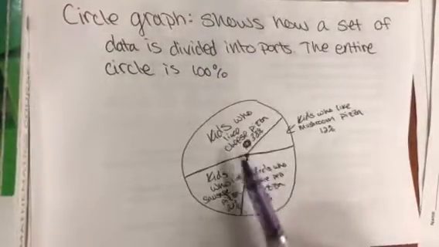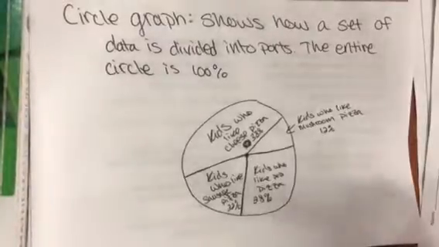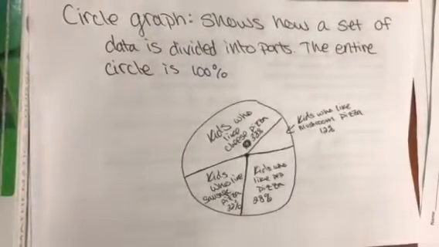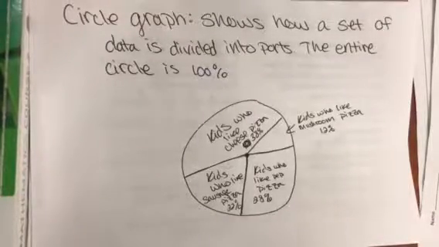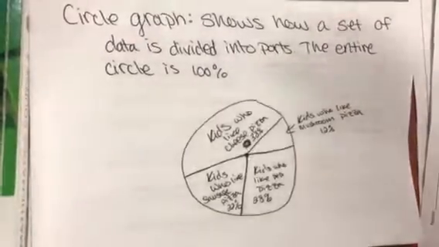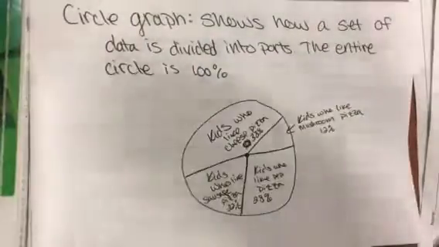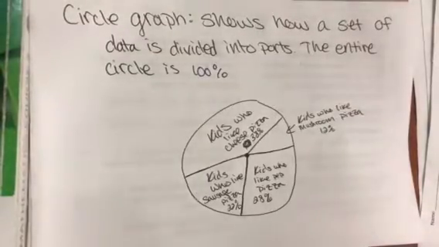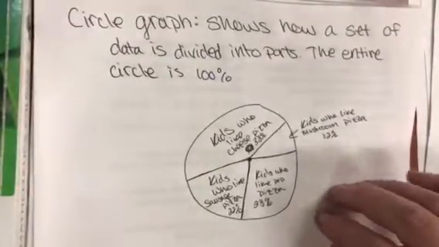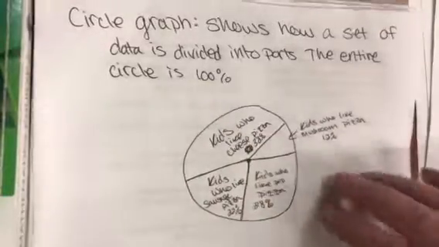So the kids who like cheese pizza is 38%, the kids who like mushrooms is 12%, and the kids who like pepperoni is 28%, and the kids who like sausage is 22%. So the total of those, 38 plus 12 plus 28 plus 22, equals 100. I promise if you add it up, it will. That's a circle graph. It's just going to divide it up for you.